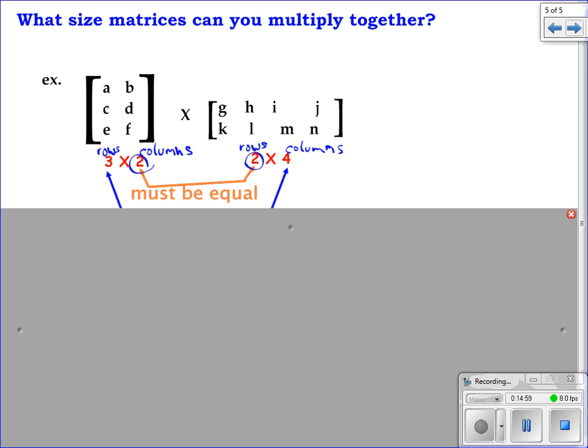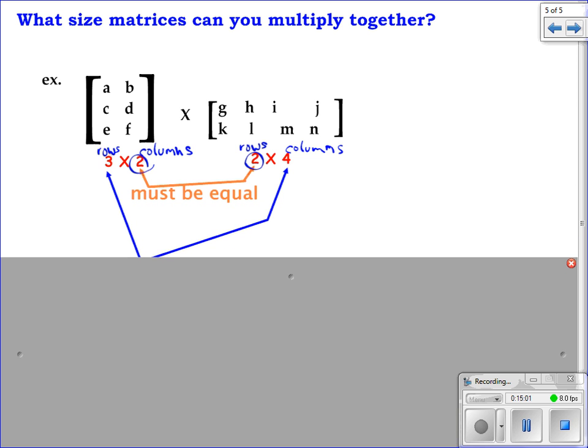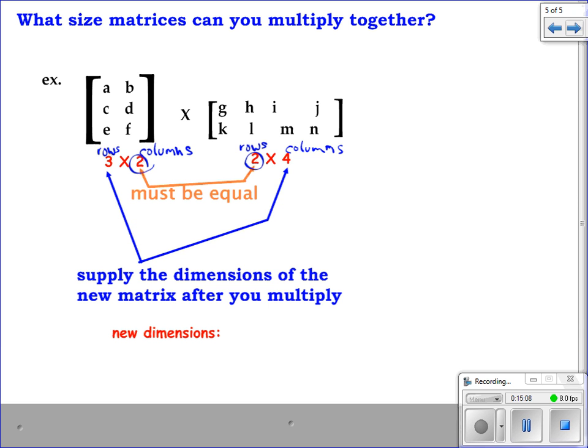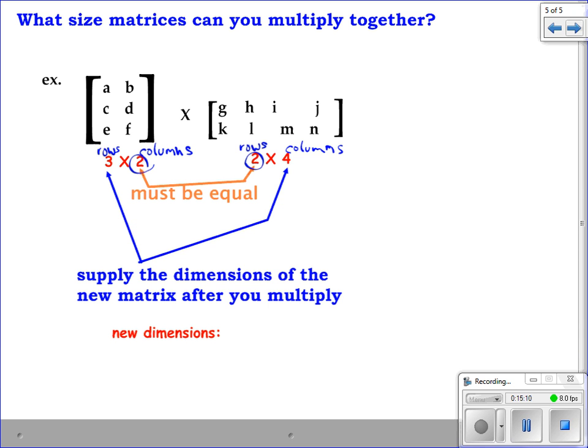Okay, so that will always happen as well. So what are the new dimensions of the answer going to be? 3 by 4 from here and here. There's going to be 3 rows and 4 columns on the answer if we were going to multiply this one. We can't because there's not numbers. But that just tells you what size your answer will be.